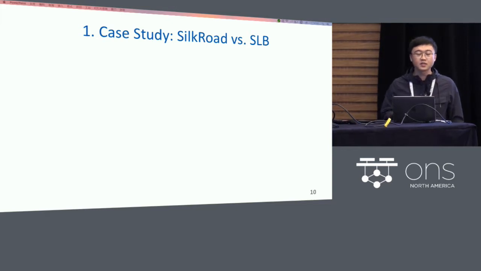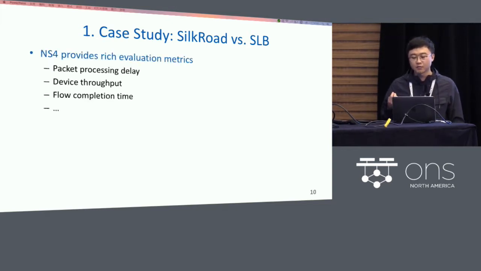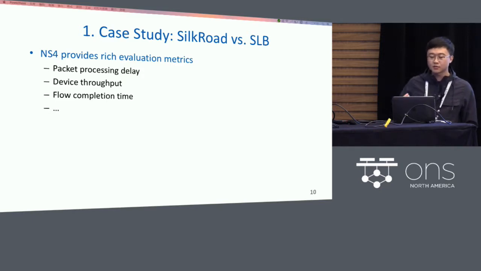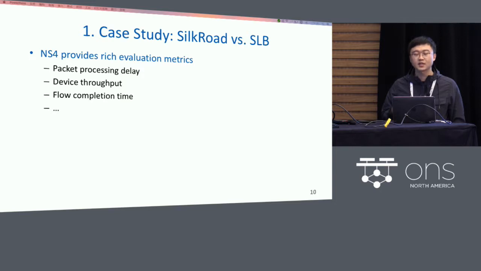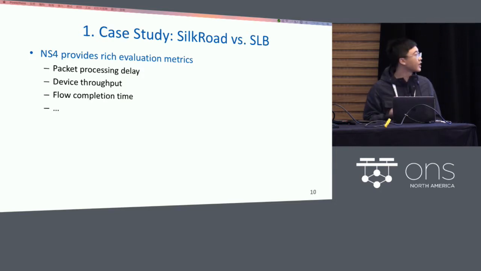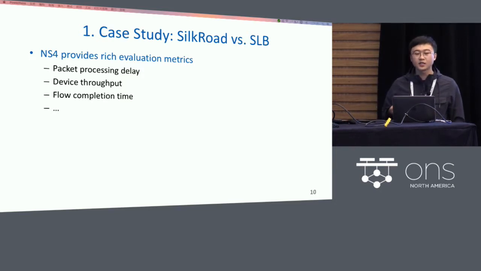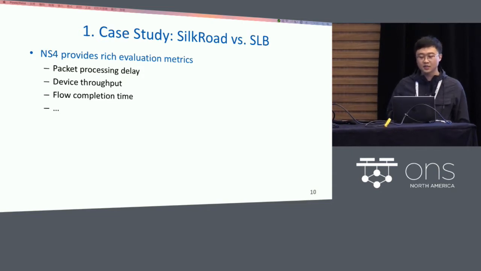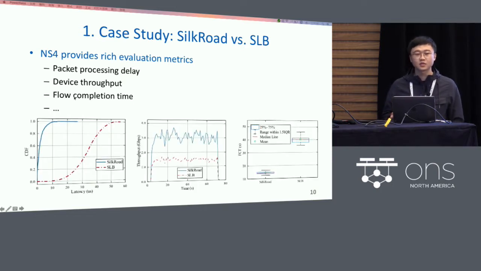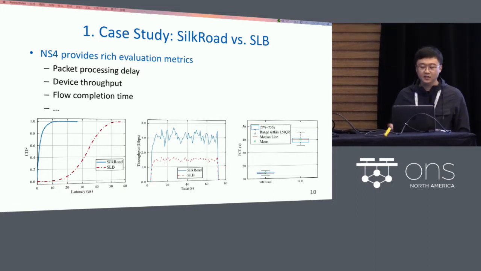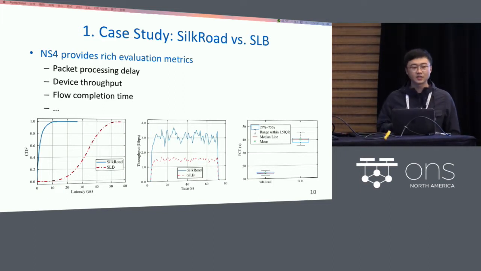In the experiments, we can see that NS4 could provide a variety of evaluation metrics. These metrics help programmers to comprehensively understand advantages and disadvantages of their designs in large-scale simulated networks. We compare SilkRoad with SLB in terms of packet processing delay, device throughput and flow completion time. We can see that SilkRoad largely outperforms SLB in this simulation.